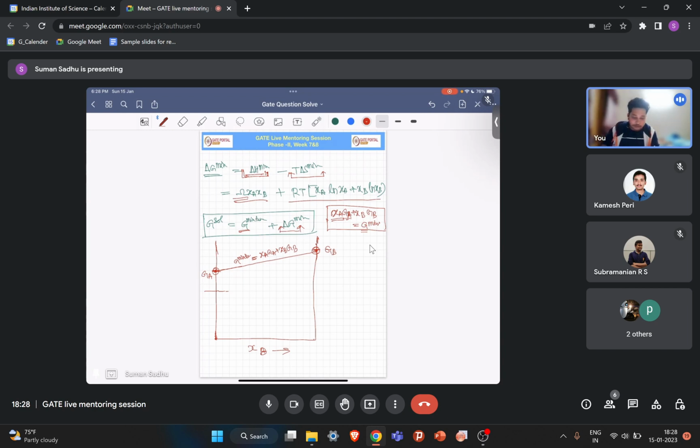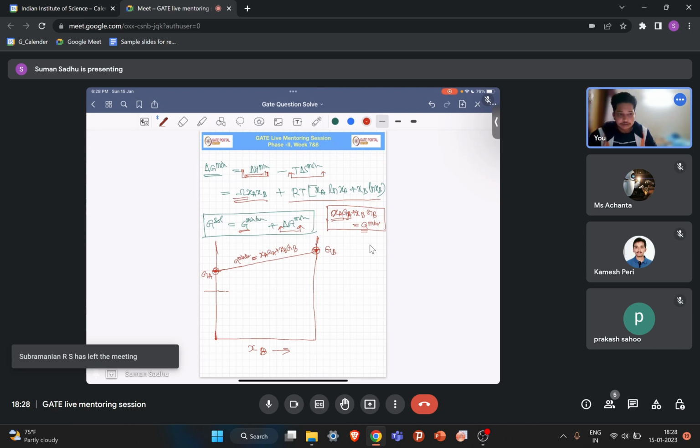Okay, so now let us consider first that omega is negative, let's say. So omega is negative. If the omega is negative, then what will happen? Your delta H mix is also, sorry, in the negative direction.